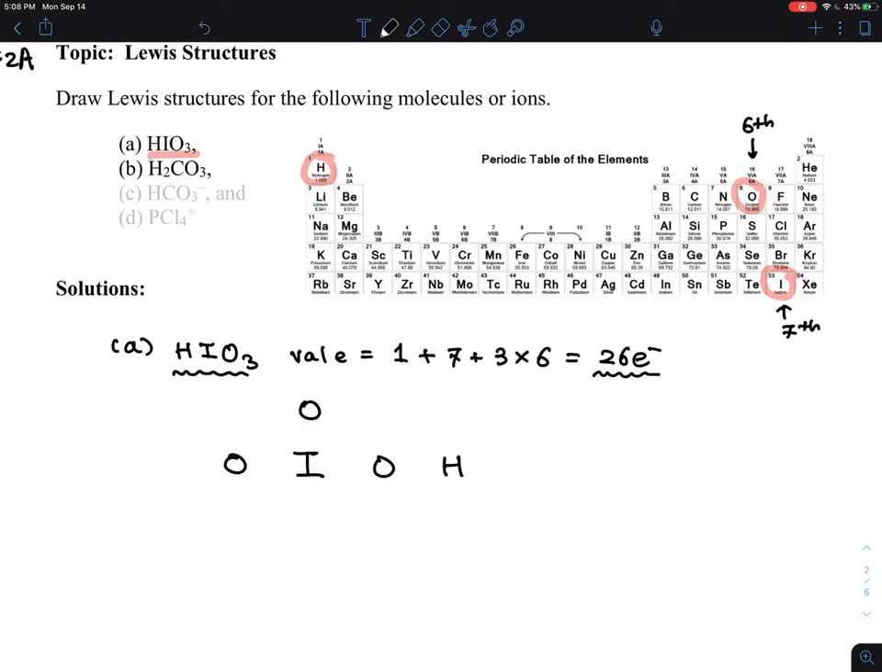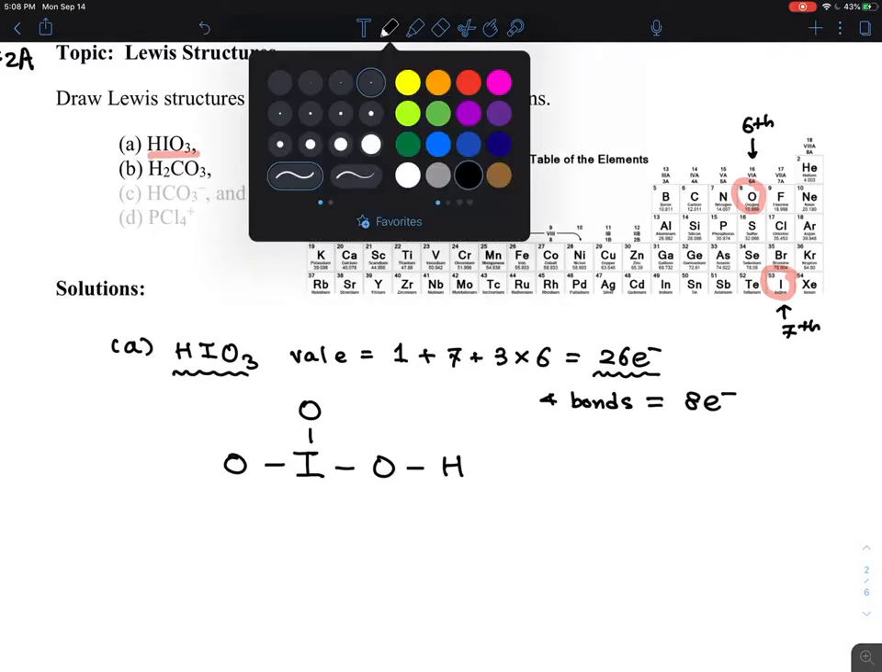So the first thing is I need to connect these by bonds. So I need to use 4 bonds. I use them already from the valence shell electrons, and each bond is 2 electrons, so that's 8 electrons. Right? And then I can use a color if you like.